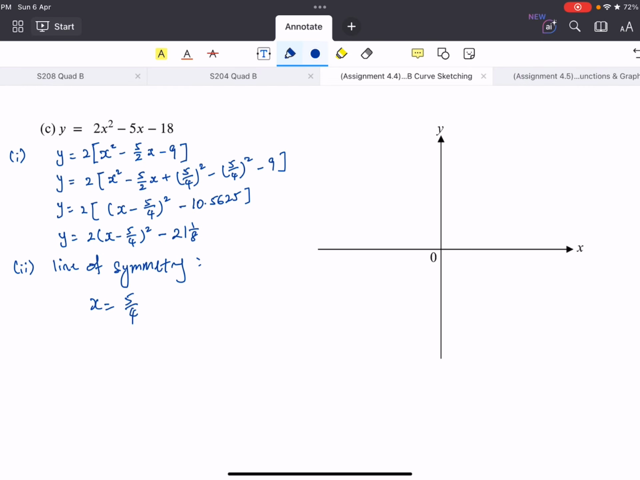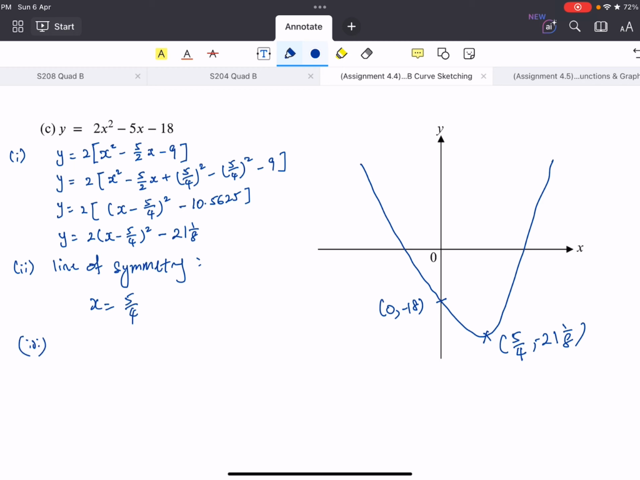Okay, so that means x is positive, y is negative. That would be the U-shaped curve. So it looks something like this, right? So this point over here will be my (5 over 4, negative 21 and 1 over 8). And over here will be (0, negative 9). So we need to find the x-intercept for this, right?